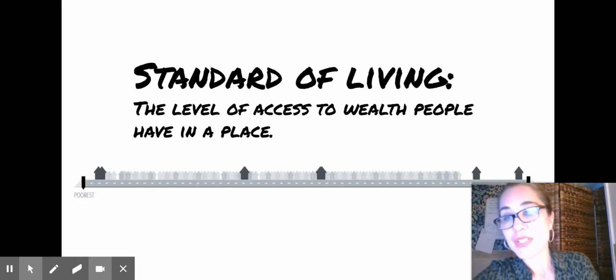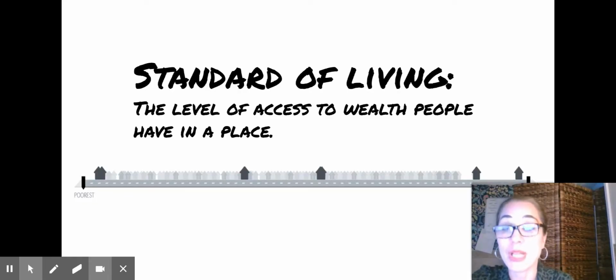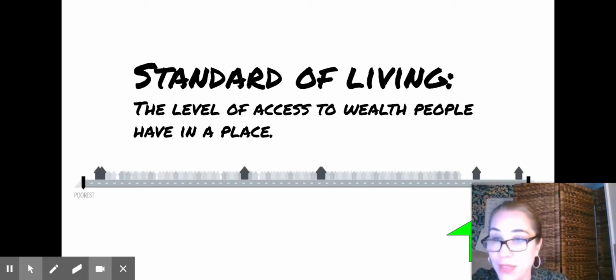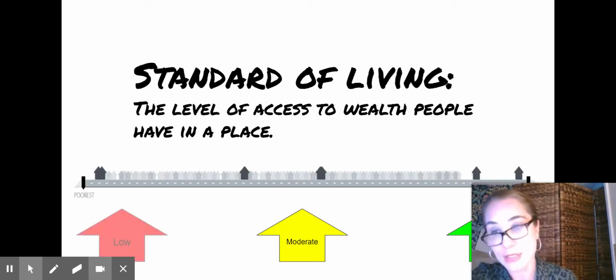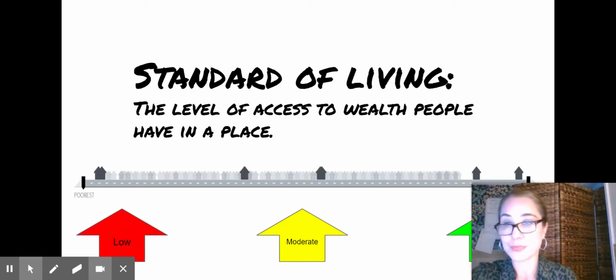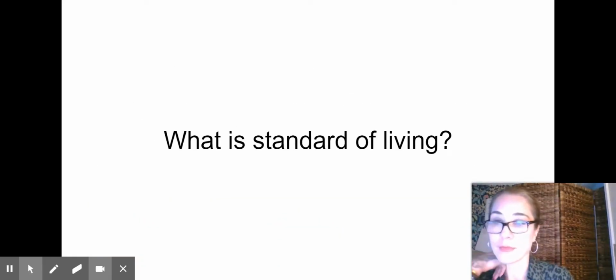Standard of living refers to the level of access people have to wealth. If there is a high access to wealth in a place, the standard of living is high. If there is some access to wealth, the standard of living is in the middle or moderate. If there is little access to wealth, we say the standard of living is low. What is standard of living?